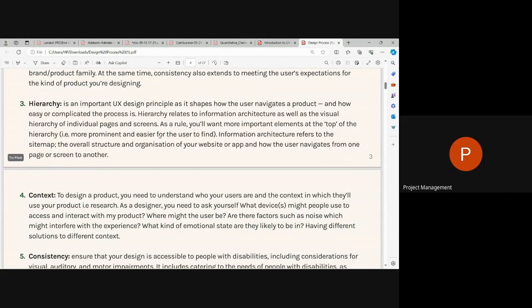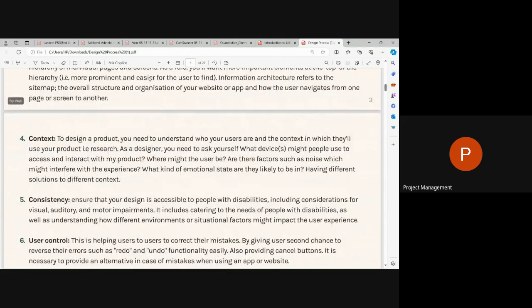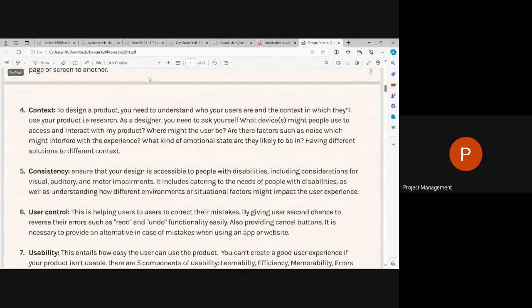So the fourth one is context. Whatever you are doing, you have to make sure that you have a good context. That is, you need to understand who your users are, and the context in which they're going to use your product. For you to know all those things, you have to do research.